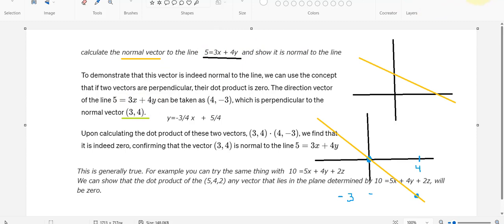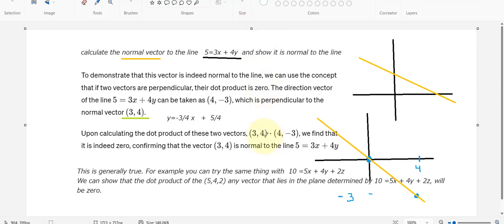Now, do you think that was just a coincidence? No, it's not a coincidence, and it's generally true. We should prove that it's true, but we'll just say that it's not a coincidence, and that it is generally true that you can do that to get the normal vector. Okay, so that's very interesting.